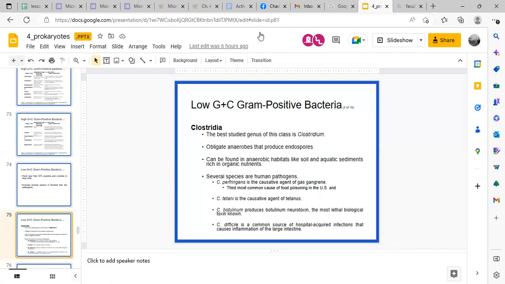Okay, you also have C. difficile, which is a common source of hospital-acquired infection that can cause inflammation of the large intestines.